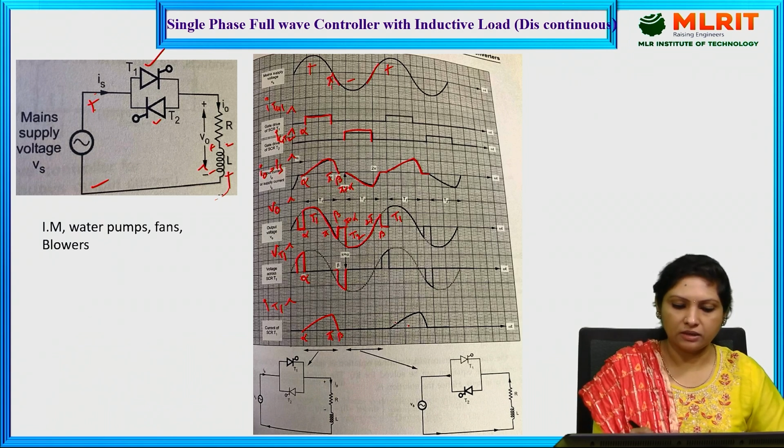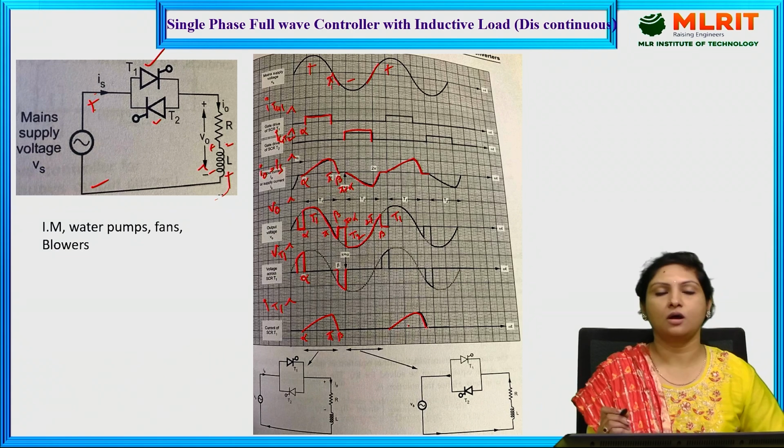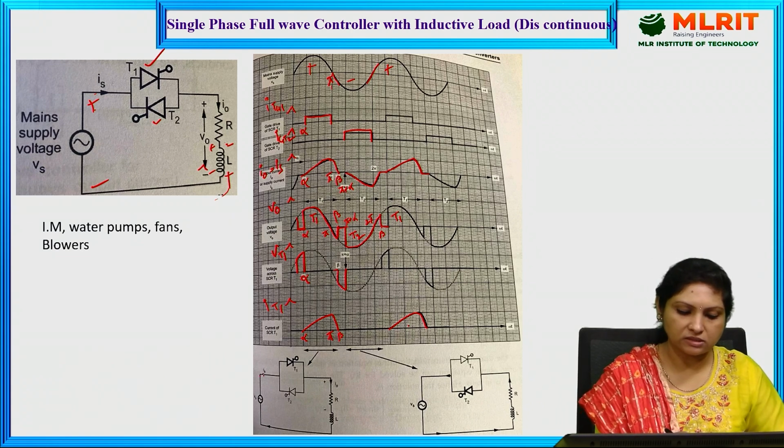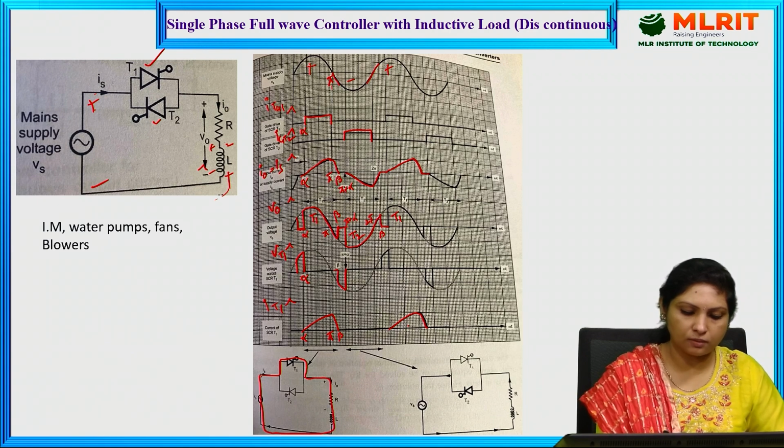And again, thyristor 1 is conducted during the positive half cycle. And these are the individual circuit diagrams. That is, when thyristor 1 is conducting, this is the current flow through the load.